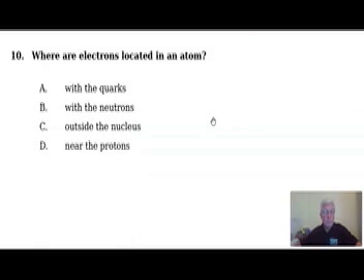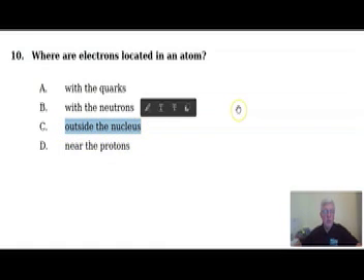Number 10, where are electrons located in an atom? Okay, so we know they're in an electron cloud. So I'm glancing down here, and I don't see an electron cloud. With the quarks, that's just a trick. There are such things as quarks, but that's not the answer. With the neutrons, which means are electrons in the nucleus of the atom? Nope. Outside the nucleus? Yes, they are. But now that might not be the best answer. But that's where they are. Near the protons? No. Best answer is C, outside the nucleus.